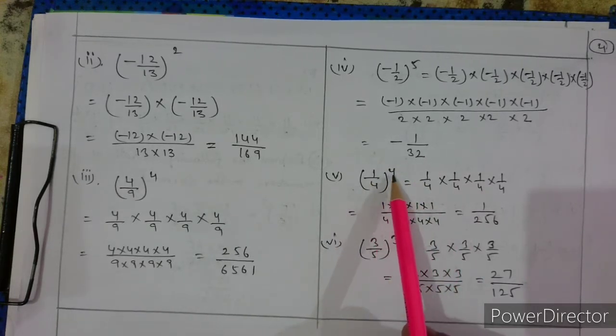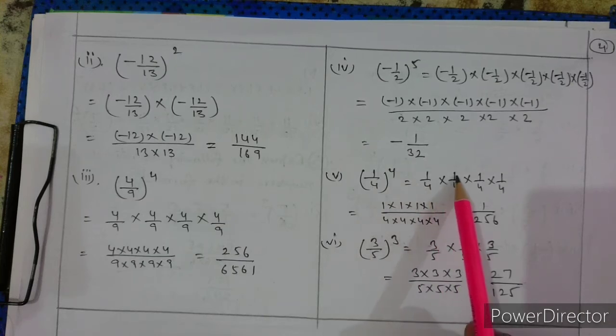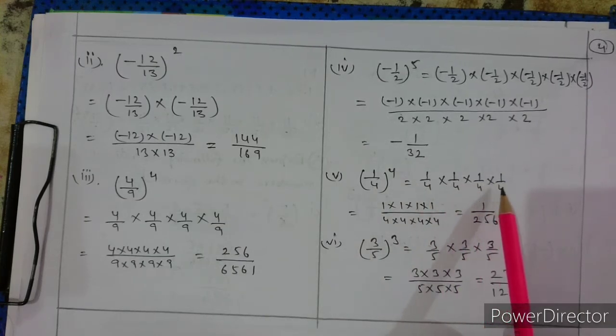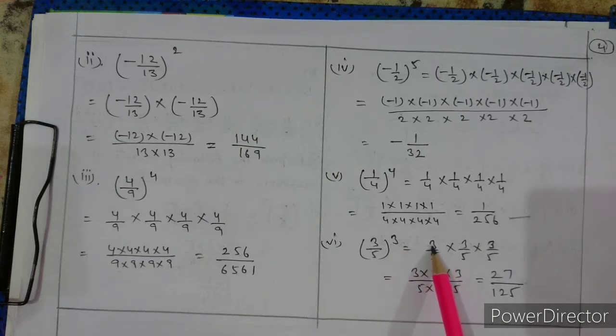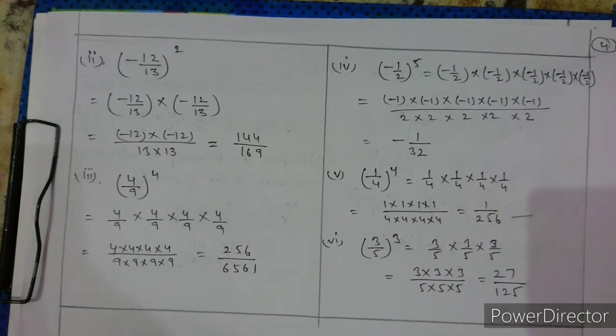1 upon 4 raised to the power 4 is equal to 1 upon 4 into 1 upon 4 into 1 upon 4 into 1 upon 4, and we will get 1 upon 256. This is our answer. 3 upon 5 raised to power 3 is equal to 3 upon 5, this is the base, and it is multiplied 3 times. 3 into 3 into 3 upon 5 into 5 into 5. We will get 27 upon 125.